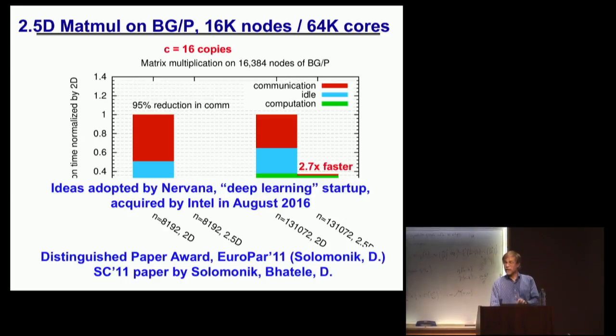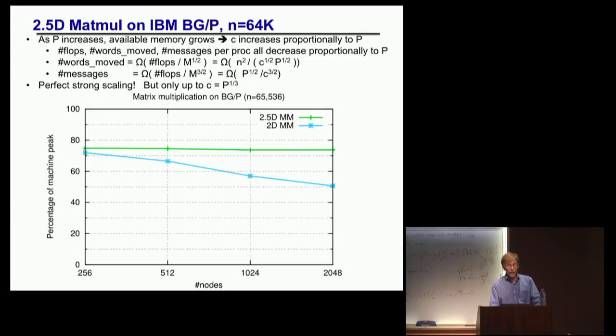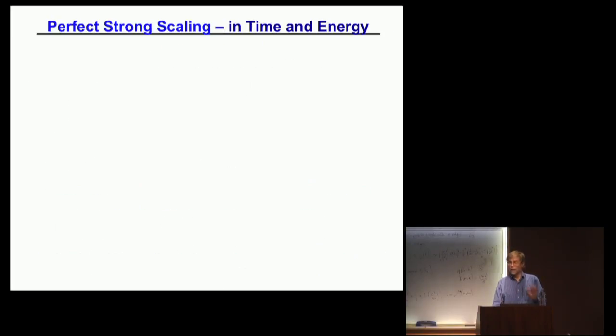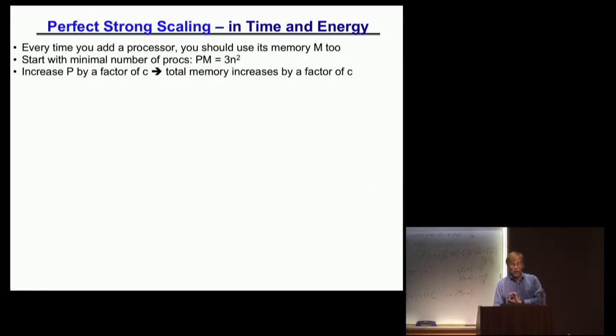Now, this picture here, where I have this horizontal line, I call that perfect strong scaling. Let me actually convince you this really does scale perfectly in both time and energy. Every time you add a processor, you don't just have a processor, you have memory. It comes with that. You're paying for that extra hardware resource, so you should use it as part of your algorithm.